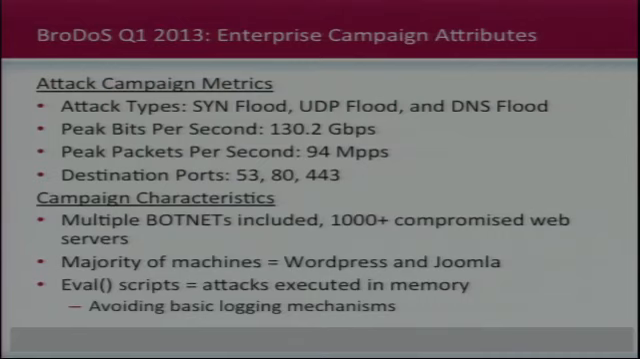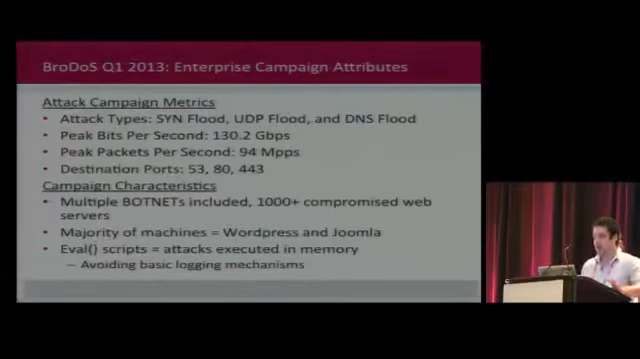Some of the campaign characteristics included what we were able to validate within the botnets: over 1,000 compromised web servers. These are a majority of machines I had mentioned before. The most popular forms of infections for these machines are utilizing WordPress and Joomla. Please patch your servers. Eval scripts, which is a method of actually running it, mean the attacks are executed in memory. Therefore, it makes it a lot harder to track with basic logging mechanisms.